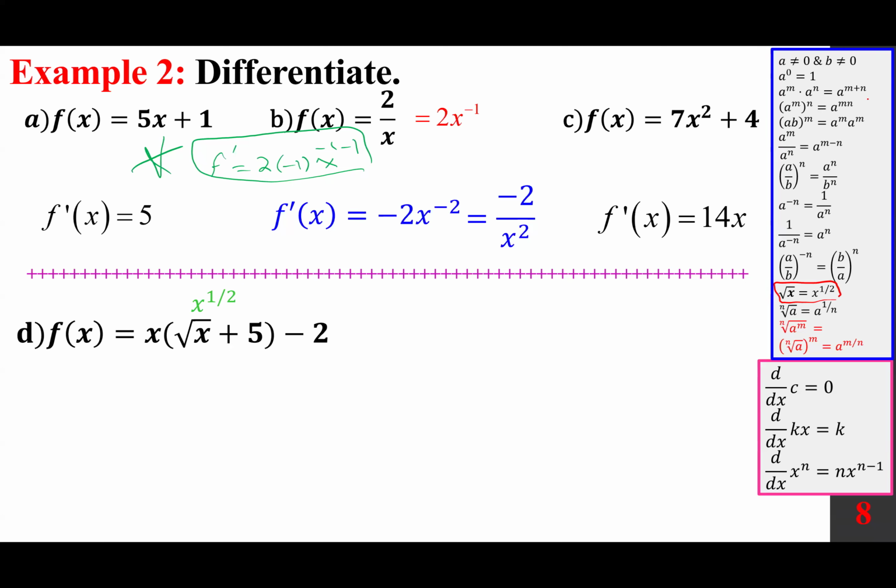Then we use the product rule. x has exponent 1. When you multiply it by this one, you get x to the power of 1 plus 1/2. So that means this is x to the power of 3/2. This is 5x minus 2. So that's purely algebraic steps. So we did just 2 steps of algebra. And now we are going to do calculus.